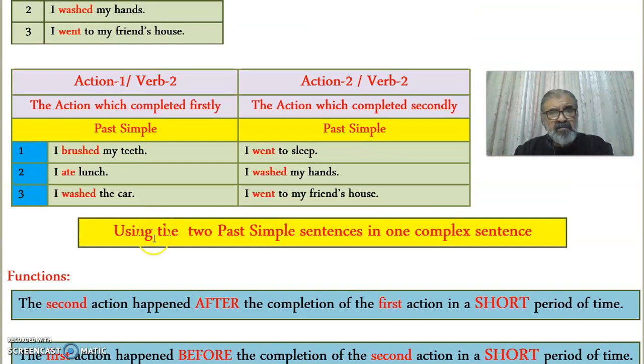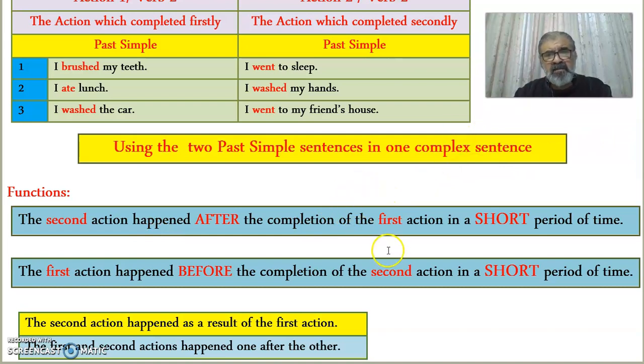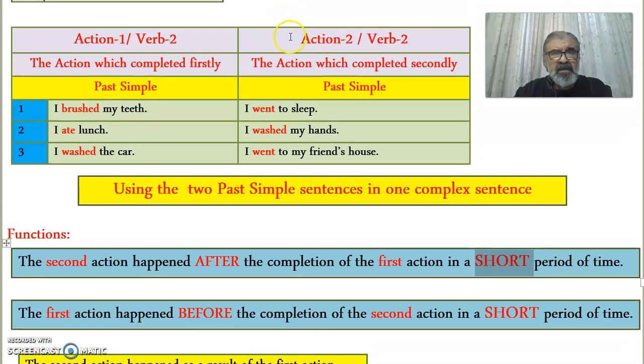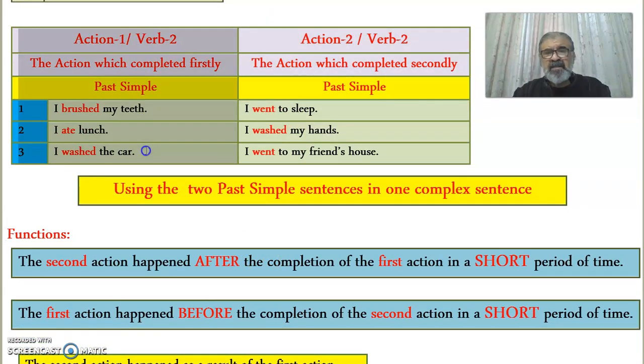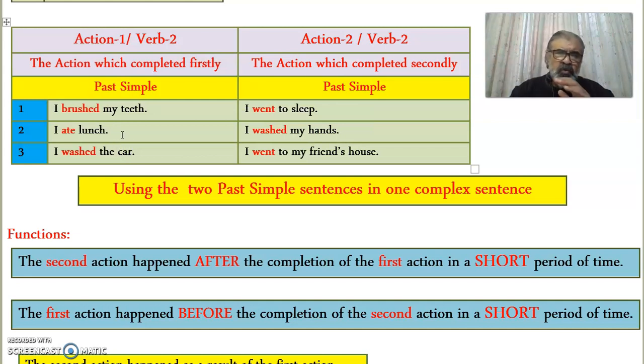Now, you should bear in mind that when you use two simple past sentences in one complex sentence, the period of time between the completion of both actions is very short. So you see that like the second action happened after the completion of the first action in a short period of time. So you brushed your teeth, you went to sleep immediately. After that, immediately. Maybe you waited for a minute or so, but no more than that.